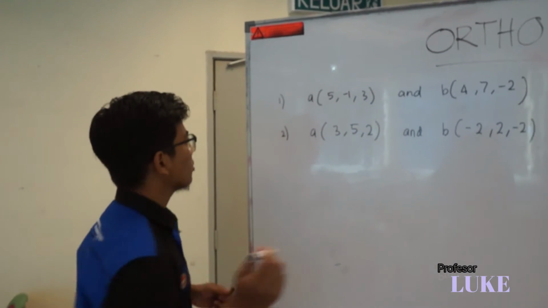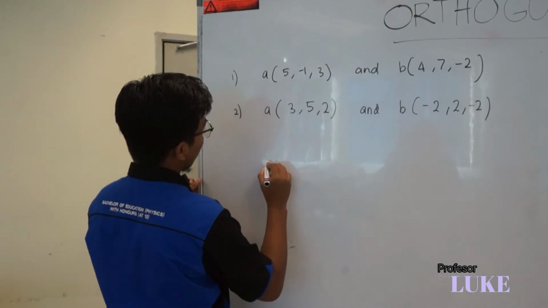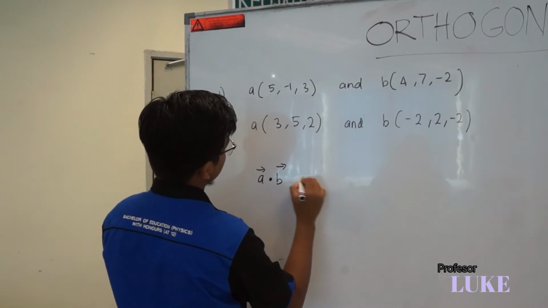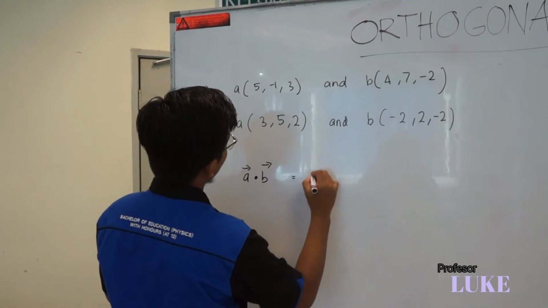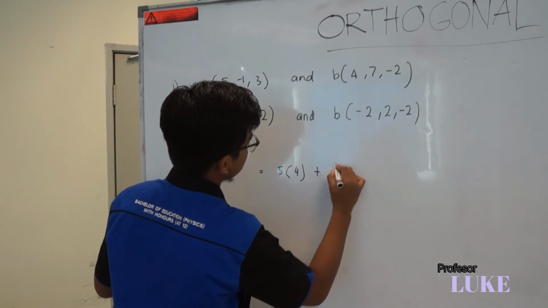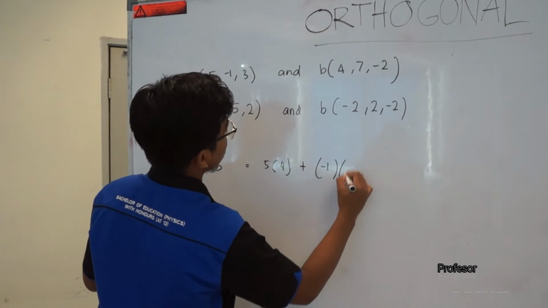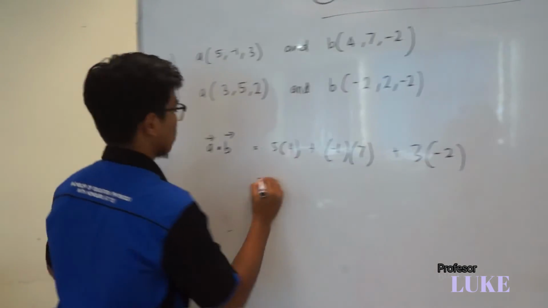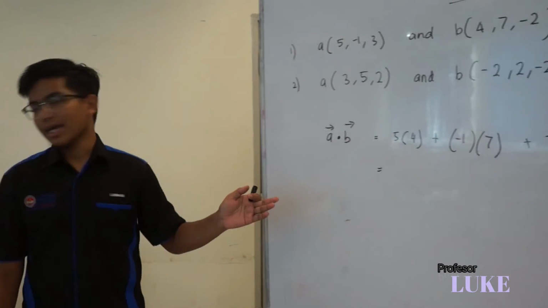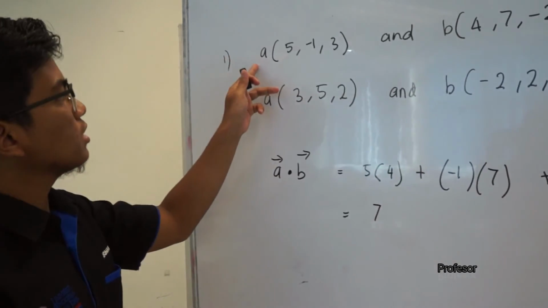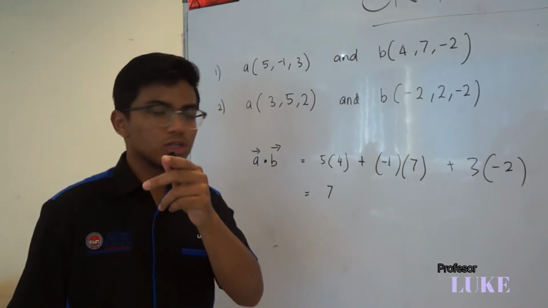A few moments later. As we know, if we want to solve an orthogonality problem, we have to take the dot product between these two vectors. So 5 times 4 plus negative 1 times 7 plus 3 times negative 7. What is the answer, guys? It is negative 7, which means vector A and vector B are not orthogonal.